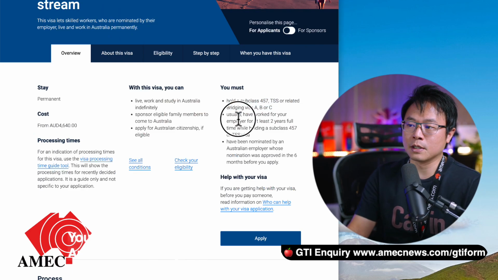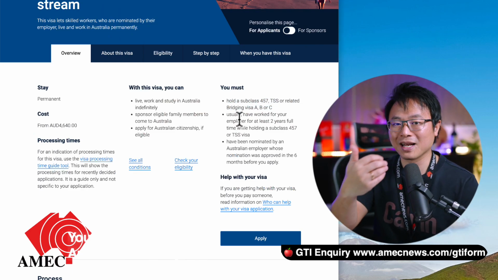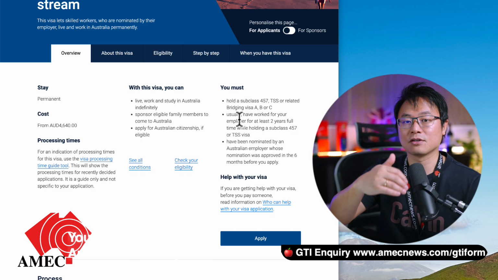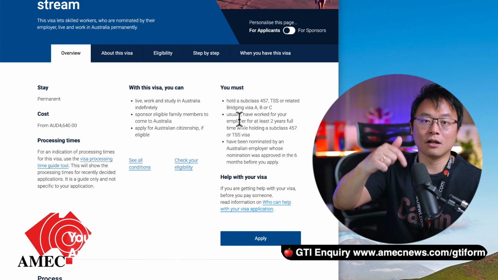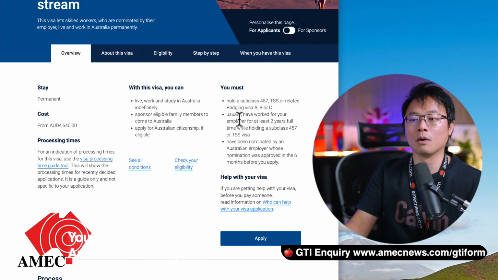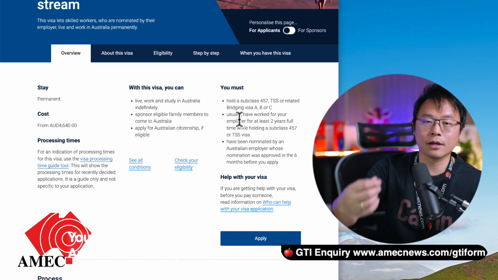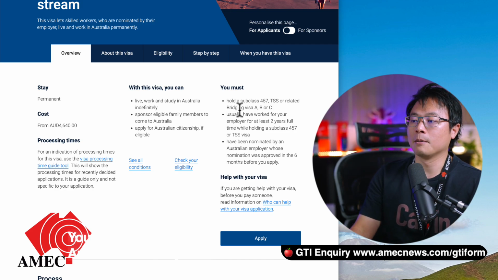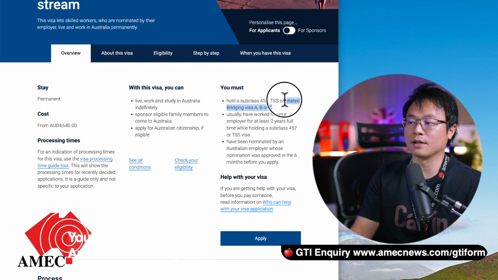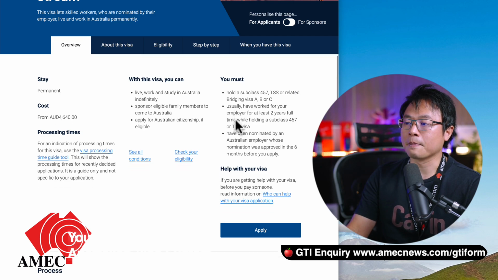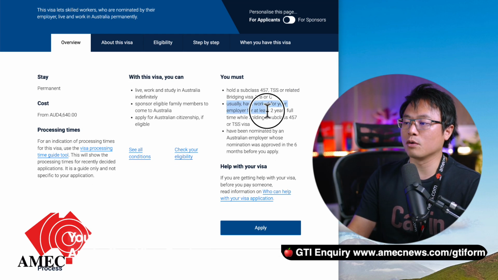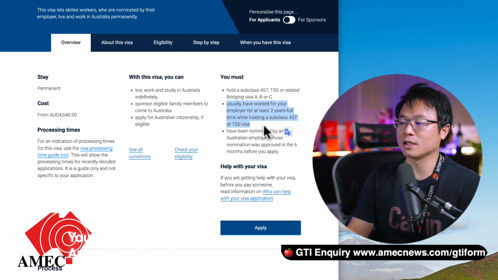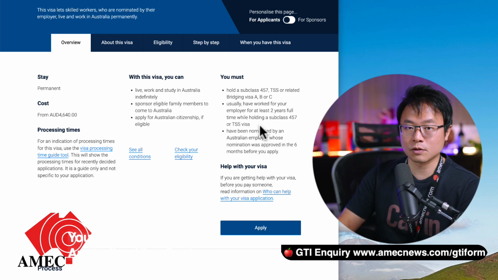But look, that's very stupid. If you have a good planner, you might as well have lodged 186 straight away, rather than lodging another renewal of 482 and lodge another 186. That's just a waste of time and money. But I assume there will be people like that anyway. So okay, the usual: you have worked in your employment at least 2 years full-time whilst holding subclass 457 or TSS visa. So that's the major change as well.